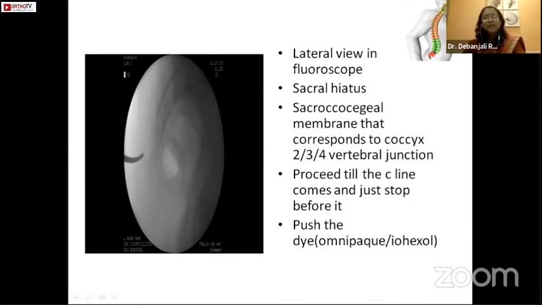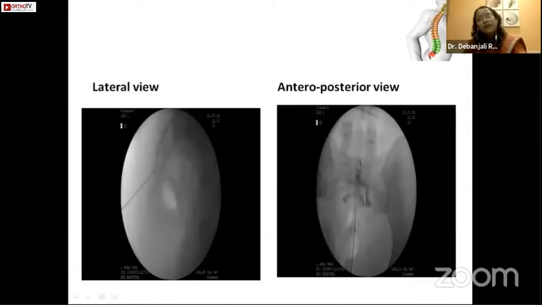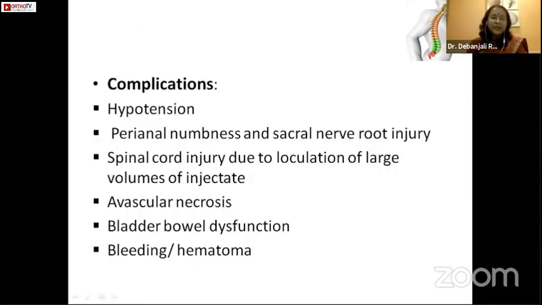So we will proceed till the C line comes and just stop before it again in the lateral view. We will go again millimeter by millimeter to prevent the inadvertent puncture of dura. Now I will push the dye, and in the lateral view same, streak a line, and in epi view it will show what is called the inverted fir tree appearance.